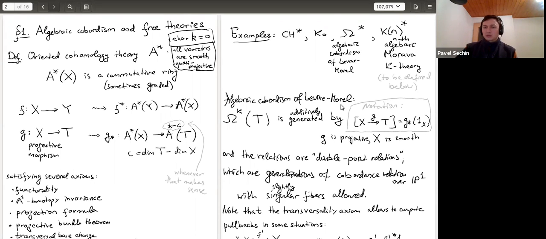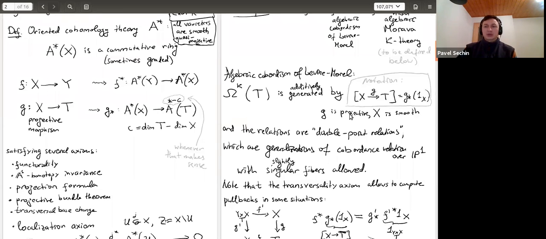Again, I'd just like to say a couple of words to point out that you can, to an extent, work with them because they are defined really, really geometrically. So the generators of the codimension k part of the algebraic cobordism of a smooth variety T are additively generated by morphisms from a smooth variety to T, which have to be projective and of codimension k. I forgot to write that down.